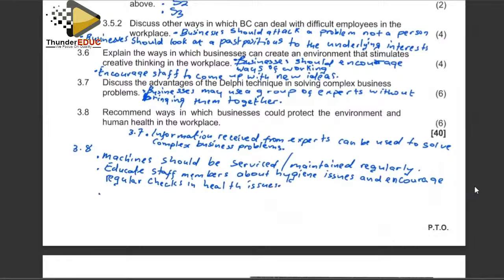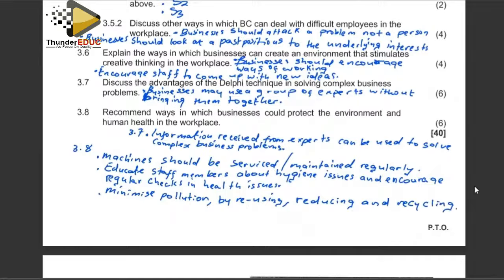Then lastly, we're saying that minimize pollution by reusing or reducing and recycling. Okay, right, grade 12.